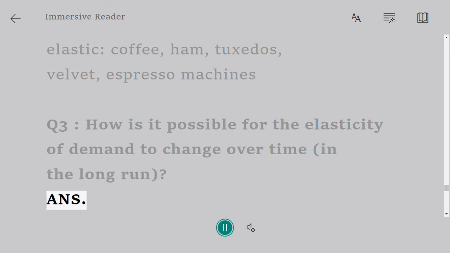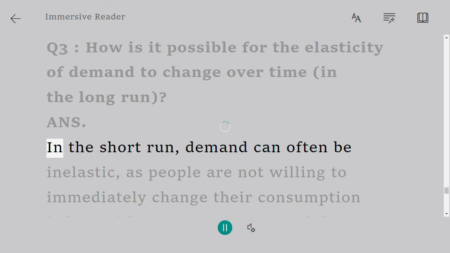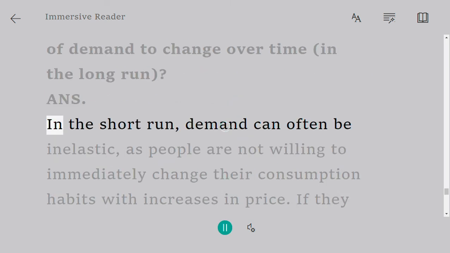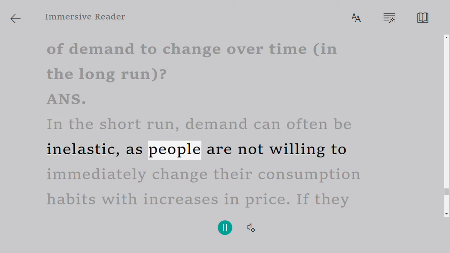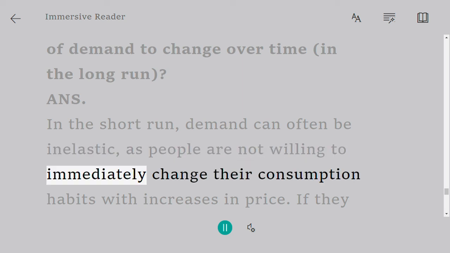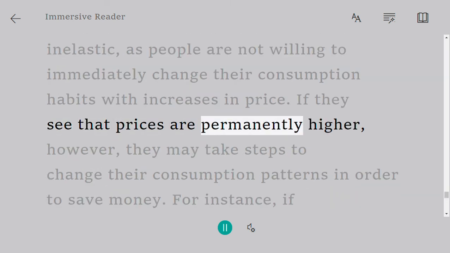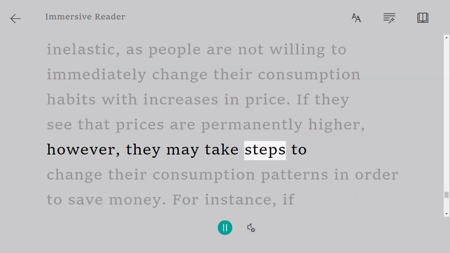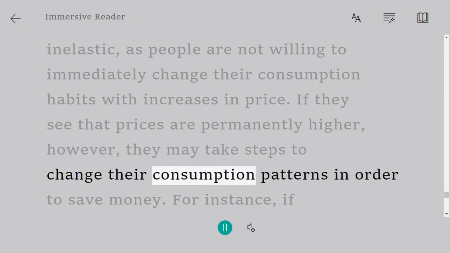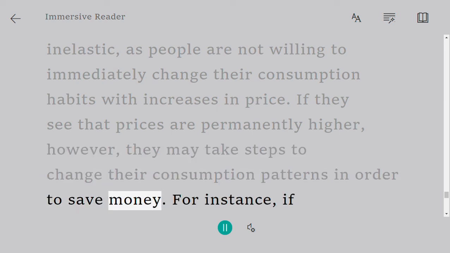Q3. How is it possible for the elasticity of demand to change over time, in the long run? ANS. In the short run, demand can often be inelastic, as people are not willing to immediately change their consumption habits with increases in price. If they see that prices are permanently higher, however, they may take steps to change their consumption patterns in order to save money.